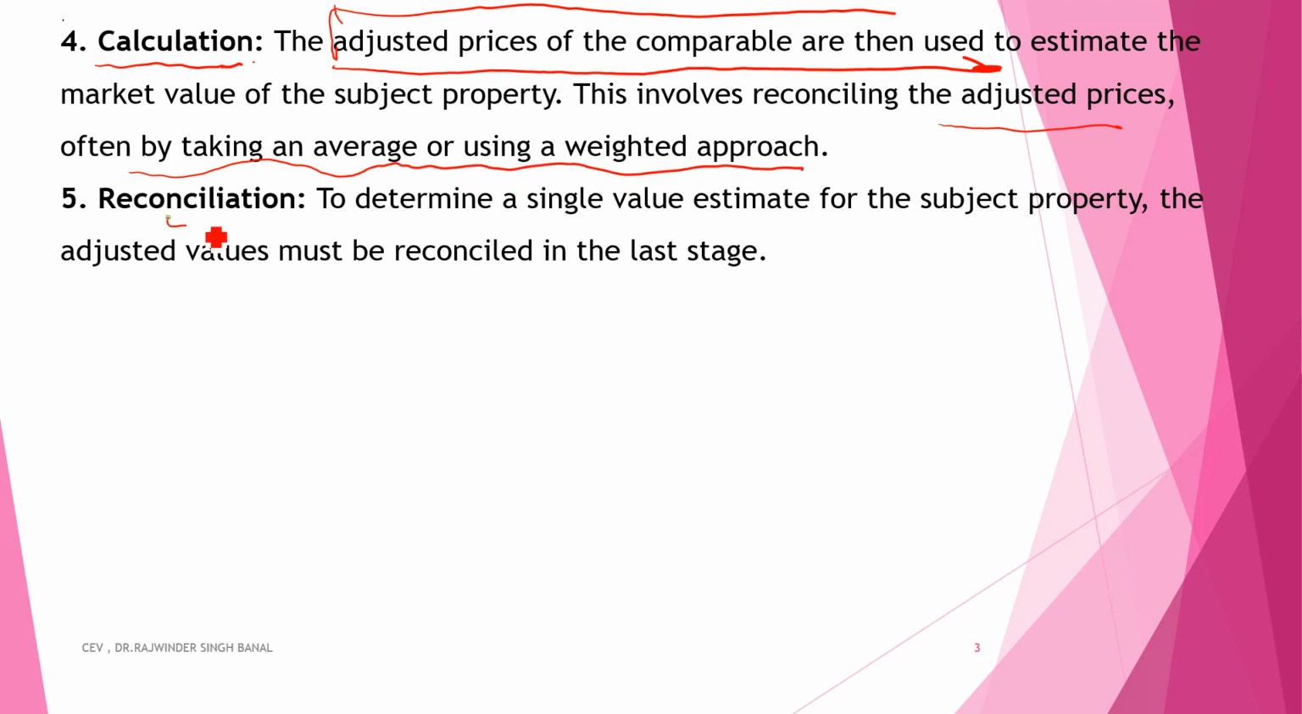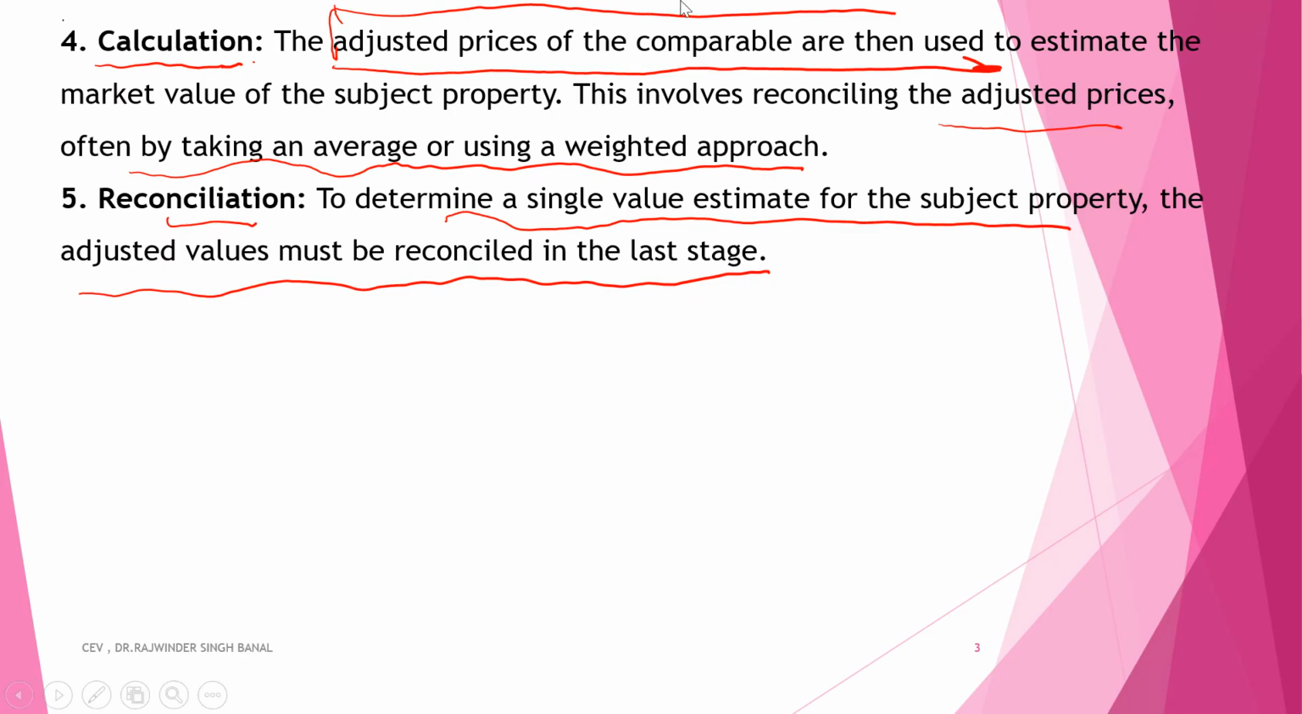So then reconciliation. As we have already discussed in the first video, in the market approach you get a series of values. To arrive at a single value of the subject property, the adjusted values must be reconciled in the last stage. So how we do it, we will discuss now with an example.